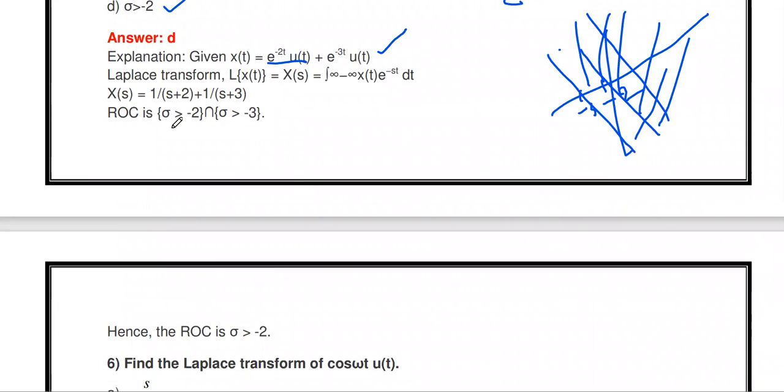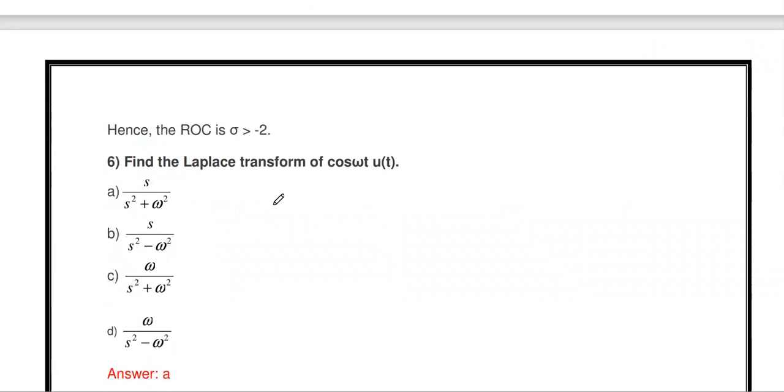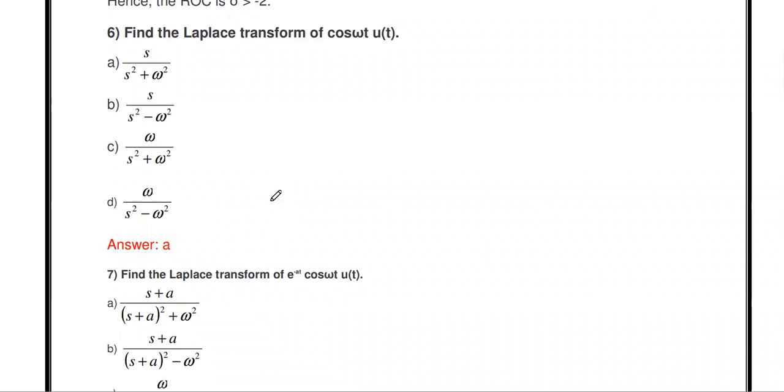So the ROC is the intersection of the first ROC and the second ROC. So the intersection where we are appearing means sigma greater than minus 2. Okay. Then the next question: find the Laplace transform of cos omega t u of t.